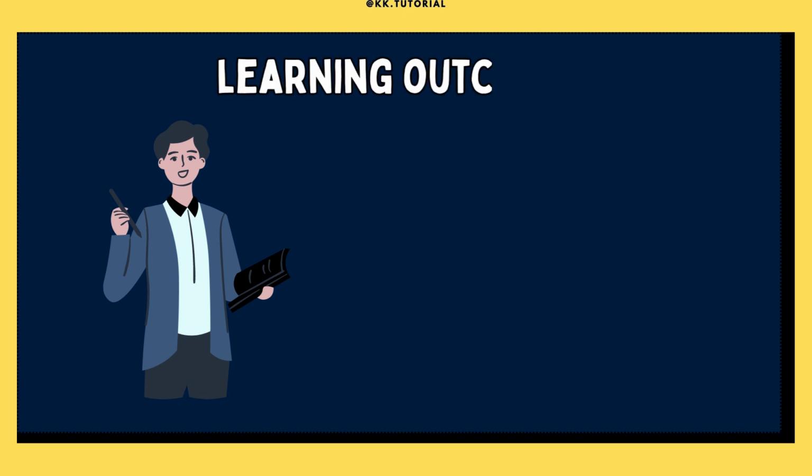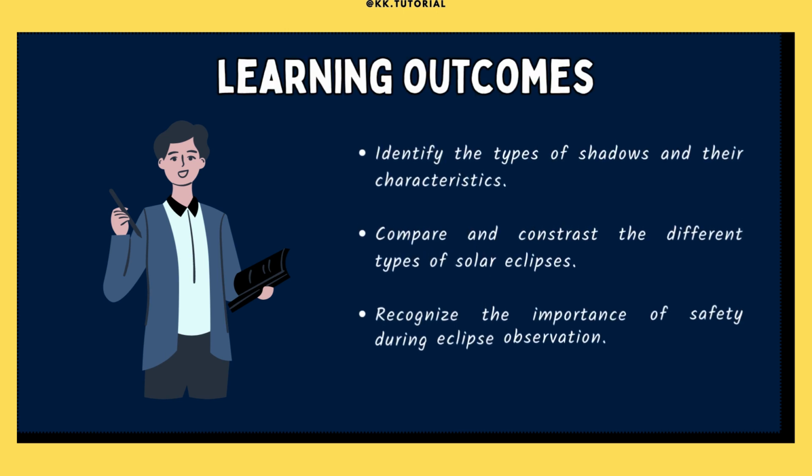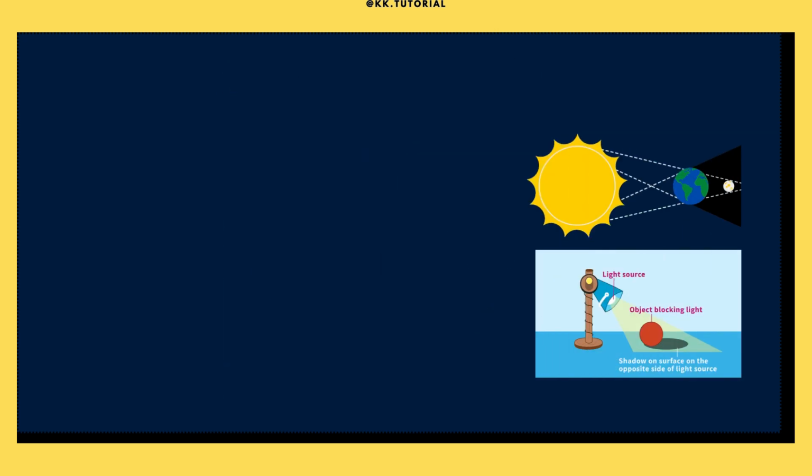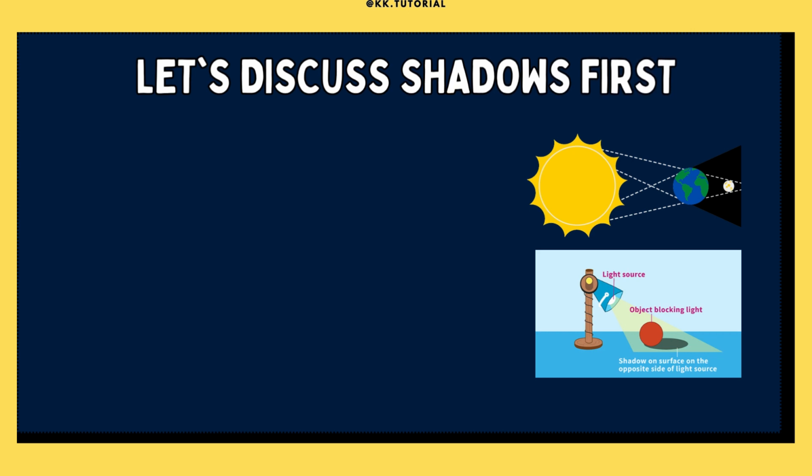So student, at the end of the video you will be able to identify the types of shadows and their characteristics, compare and contrast the different types of solar eclipses, and recognize the importance of safety during eclipse observation. Before starting with eclipses, first we will discuss what a shadow is and how it is formed.